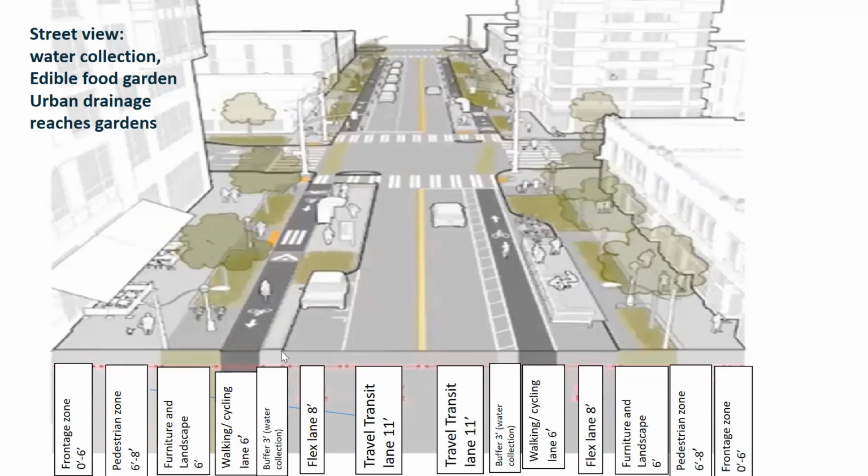And we have a buffer zone which contains the water collection on the side with a narrow tilted stream with an inclination, so we can collect water. And the flex lane, 8 inches, and then the travel transit, 11 inches one way, and then coming backwards the 11 inches, and the whole idea gets reflected back again.